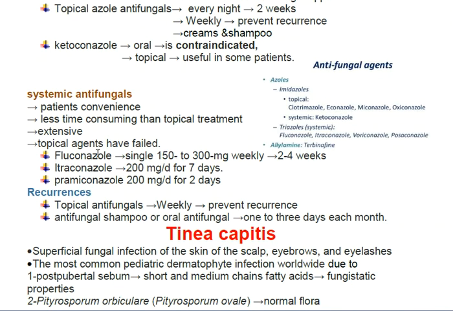Fluconazole single dose weekly for 2 to 4 weeks, or itraconazole 200 milligrams for 7 days, or ketoconazole 200 milligrams per day for 2 days. For recurrent cases, we can use topical antifungal weekly to prevent recurrence, or antifungal shampoos 1 or 3 days each month.